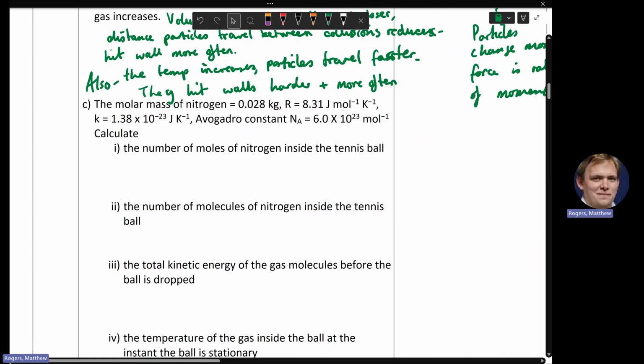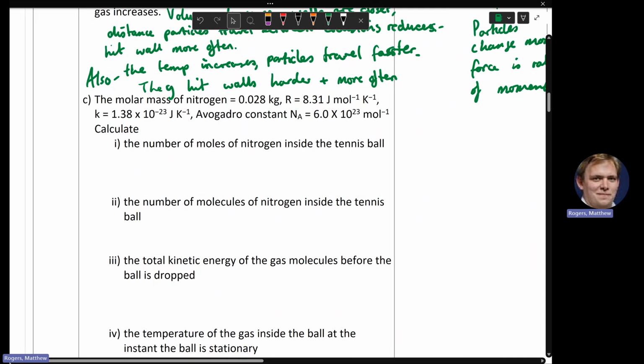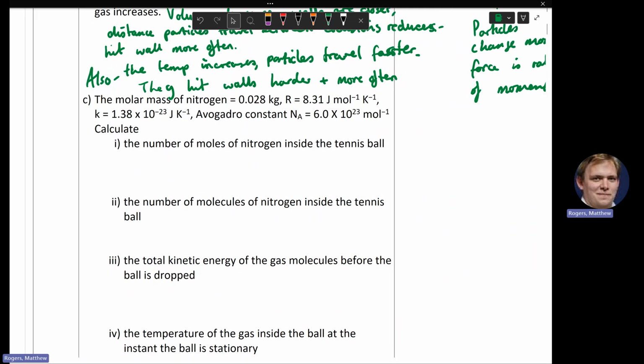Then we see the molar mass of nitrogen is 0.028. R is 8.31. Hopefully we're fairly familiar with that by now. k is 1.38 times 10 to the minus 23. The Avogadro constant is 6.0, if we're just doing it to two significant figures, times 10 to the 23. Calculate the number of moles of nitrogen inside the ball.